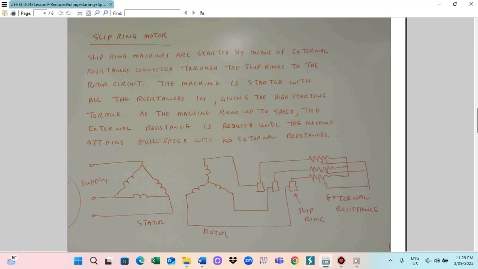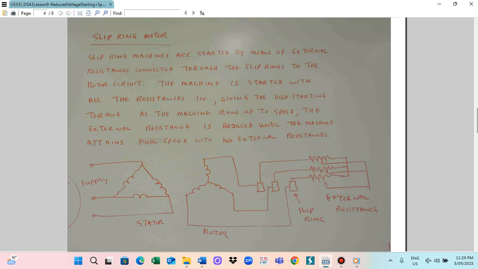So slip ring machines are started by external resistance. Through the slip rings to the rotor circuit, the machine is started with all the resistance in. When all the resistance is cut off, the slip rings are short circuited. In this case we can provide a high starting torque, and when the machine runs up to speed, the external resistance is reduced until the machine attains full speed. So this is what we can utilize for the slip ring induction motor.